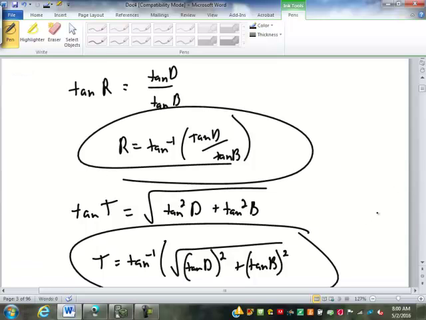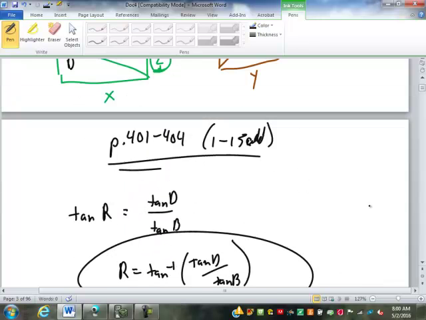They're there if you want to use them, but I would prefer that you just pick a depth and then use that depth to find dimensions and go from there. So page 401 to 404, 1 through 15, the odds. I'll give you guys some time because I'm thinking these might take a while.